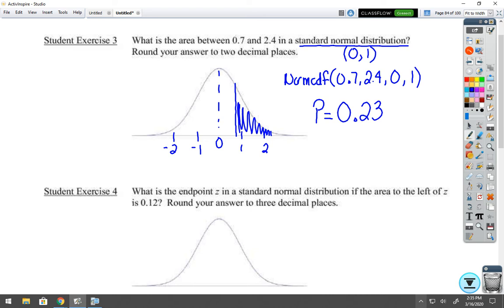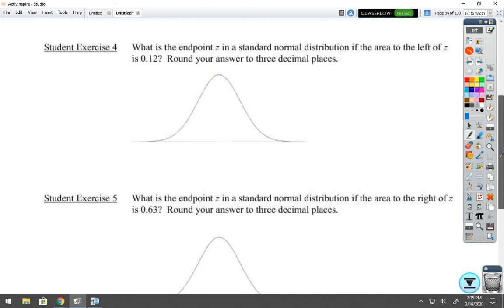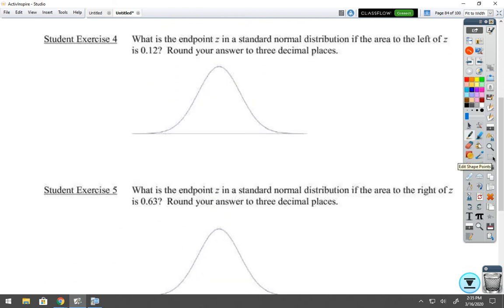Now, exercise number 4 is different, and I need to scroll down so we can see the difference here. Exercise number 4 is not asking me for a percentage. You should notice right away that exercise number 4 says, what is the endpoint Z? Okay, well, it's not an area. It's going to give me the area. So I have to find that.